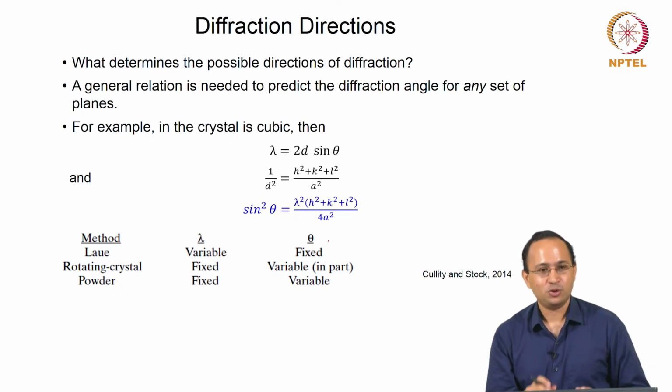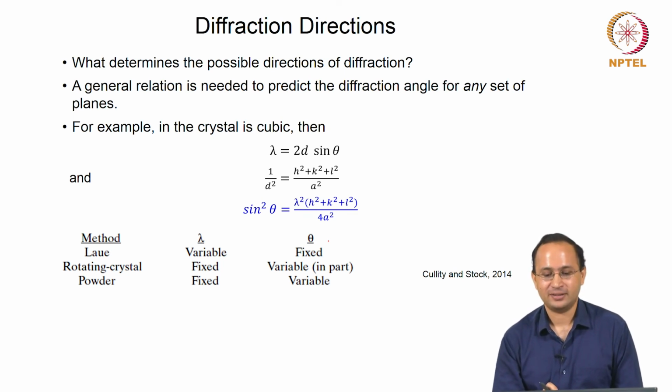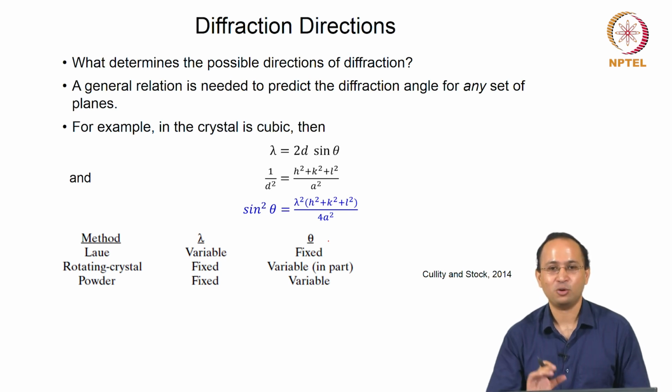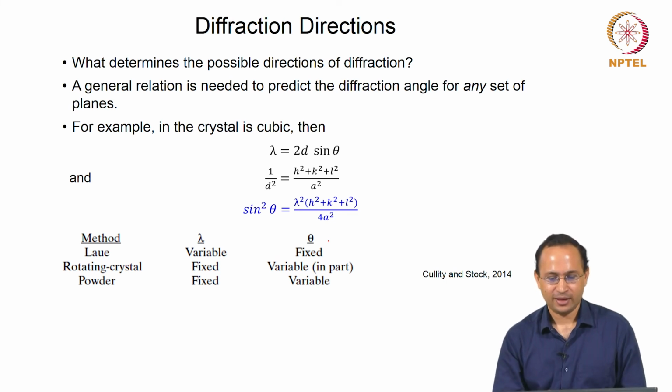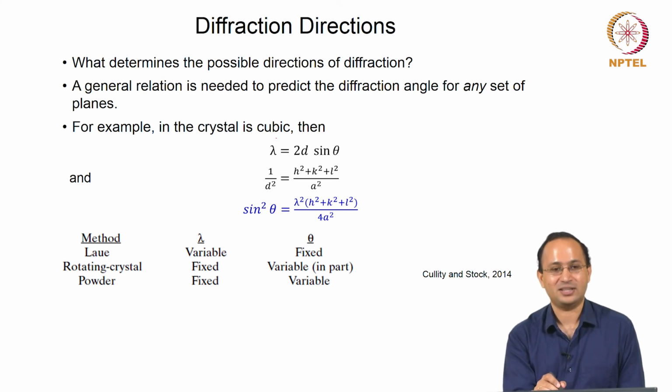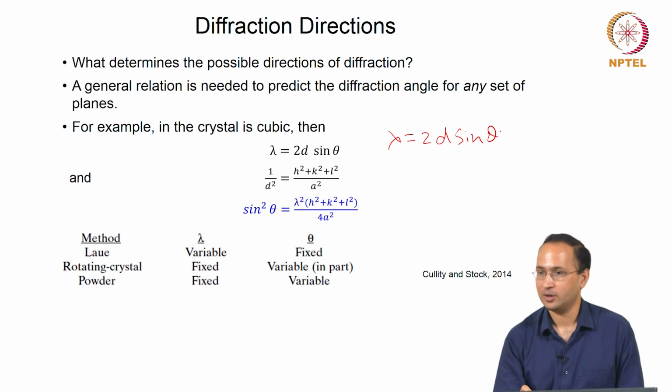Okay. Now, the question comes, about the diffraction, Bragg's law has to be satisfied. What determines the possible directions of diffraction? Now, the question comes, what angle, right. So, for that a general relation is needed to predict the diffraction angle for any set of planes. Suppose for any set of planes we want to calculate what the directions are. So, let us try that for a cubic crystal. We know from Bragg's law lambda equals 2d sin theta, okay.